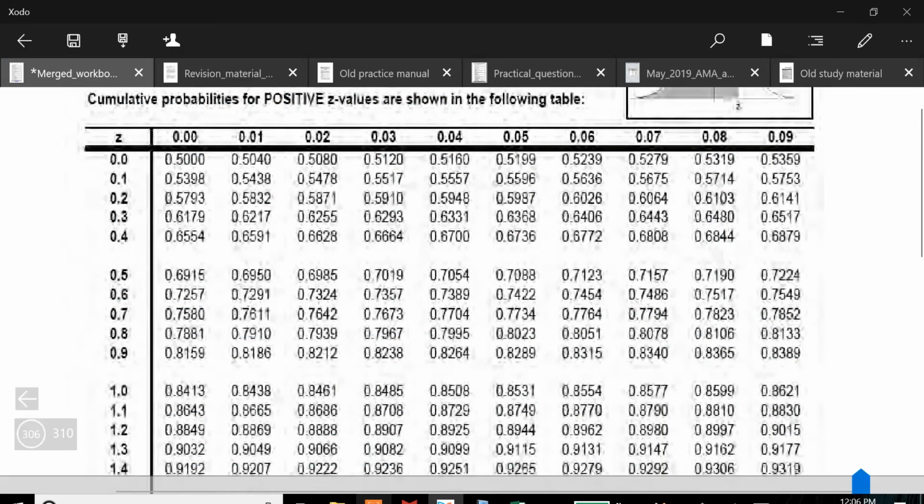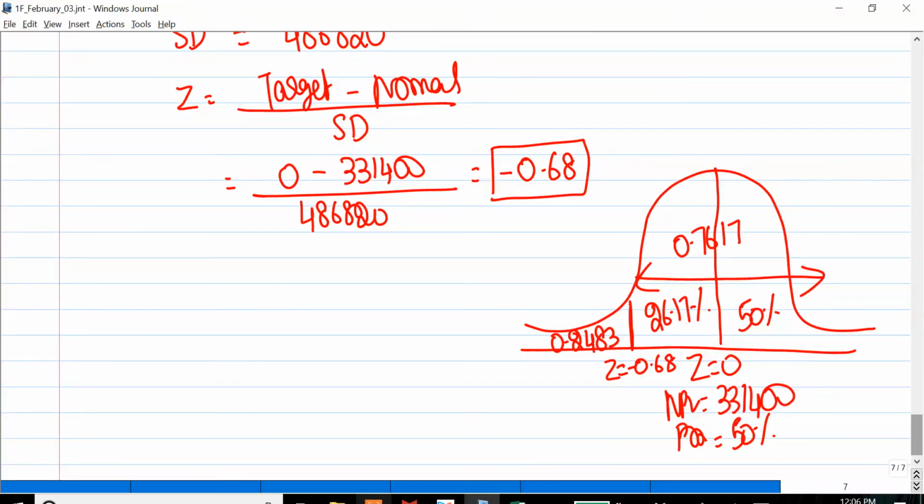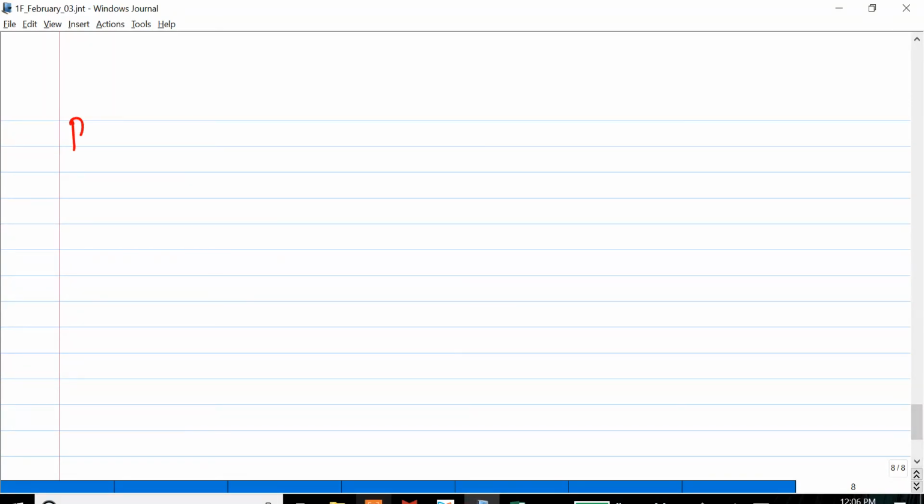Next scenario. What is the next scenario they have given? Probability of, what is the requirement of the question? How much? Less than? Okay, less than 1 lakh. We will not be bothered about less than or greater than. We will write the target as 1 lakh and do the question. I am not bothered about less than or greater than at this point of time. Now write target NPV.